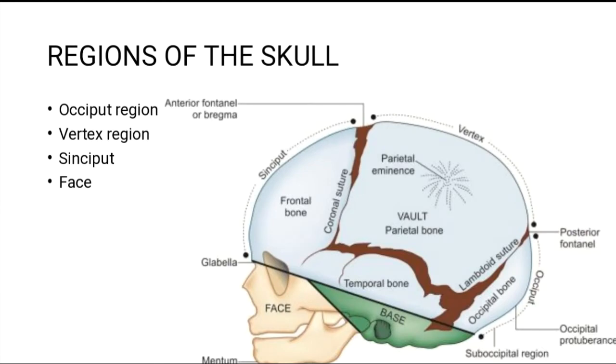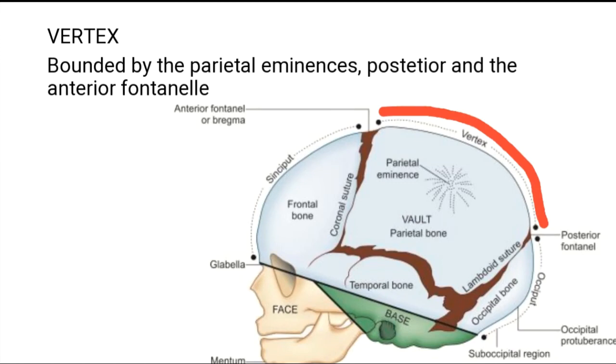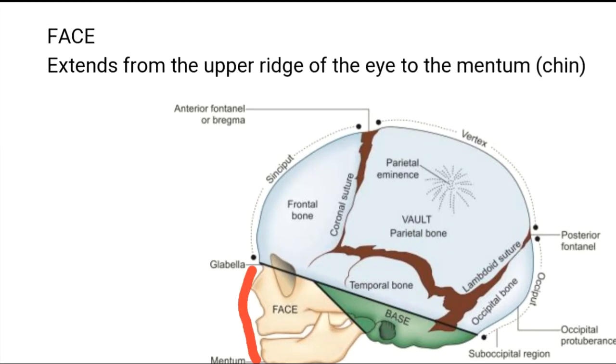The skull is divided into 4 regions: the occiput region, vertex, sinciput and face. Occiput lies between the foramen magnum and the posterior fontanel. The part below the occipital protuberance is known as suboccipital region. Vertex is bounded by the parietal eminence, posterior fontanel and anterior fontanel. Sinciput extends from the anterior fontanel to the orbital ridges. Face extends from the upper ridge of the eye to the chin, which is called mentum.